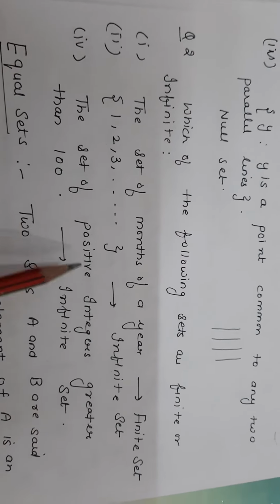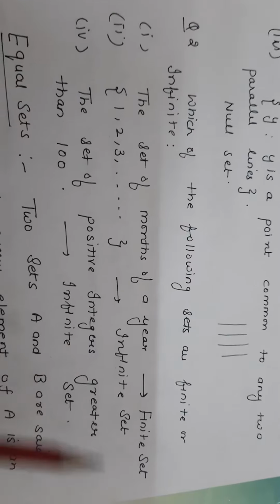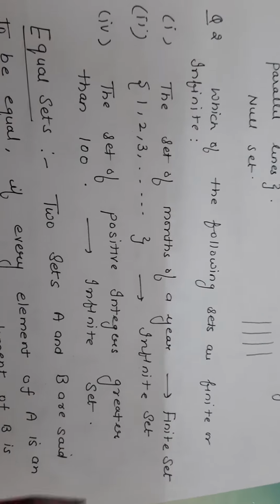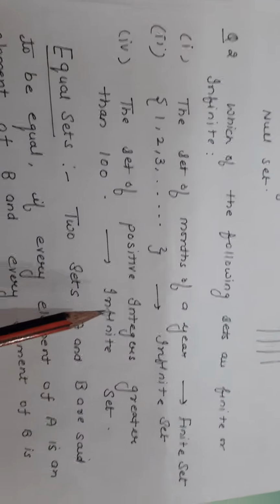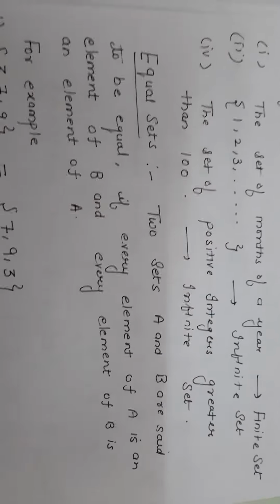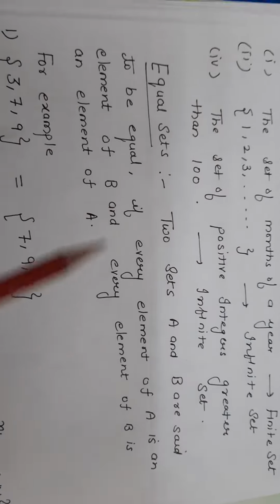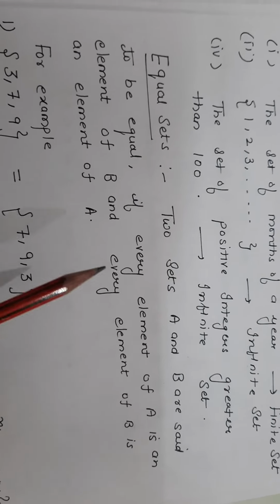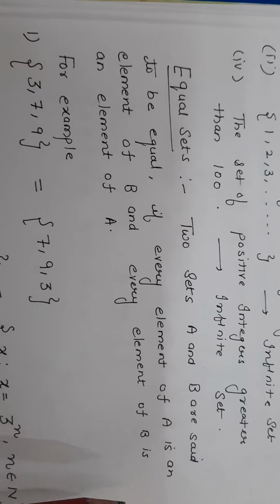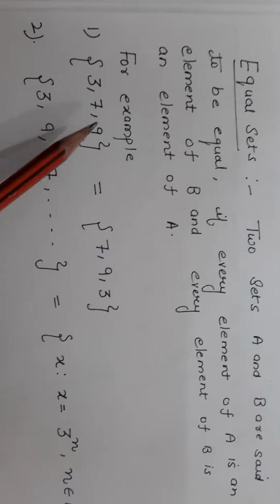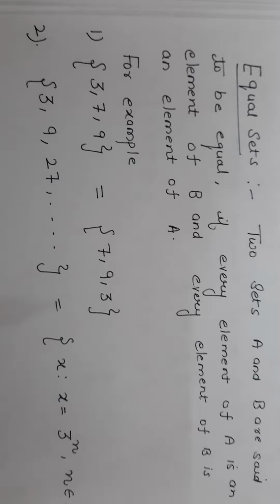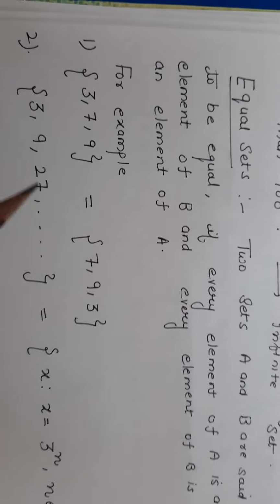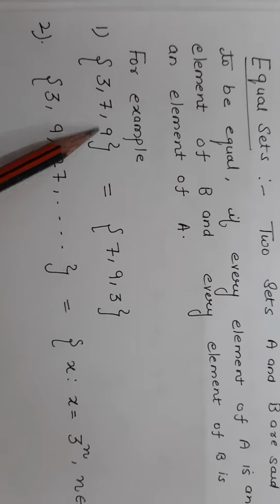The set of positive integers greater than 100. Greater than 100 means you will start from 101 and the counting goes up to infinity. So this is also an example of an infinite set. Next, equal sets. Two sets A and B are said to be equal if every element of A is an element of B and every element of B is also an element of A. For example, {3, 7, 9} and {7, 9, 3}. We know that the order of writing the elements is immaterial. These two sets contain the same elements, so this is an example of equal sets.